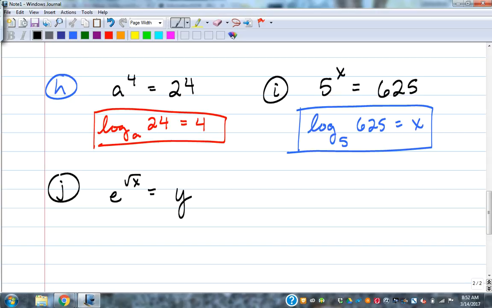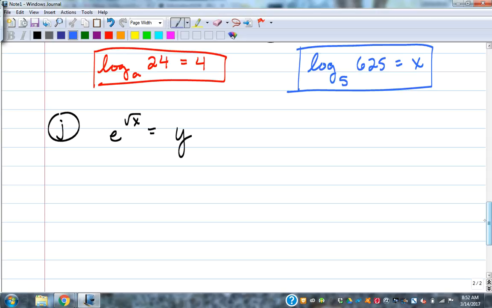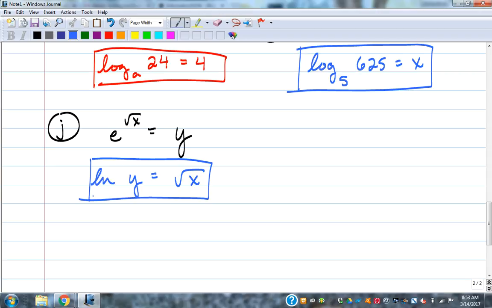E to the square root of x is equal to y. So you use natural log of y. Again, you're not going to see them write log base e. They're going to write natural log. So that's why I don't write it. You think that's log base e, but it's natural log. So you're not going to see them write that.